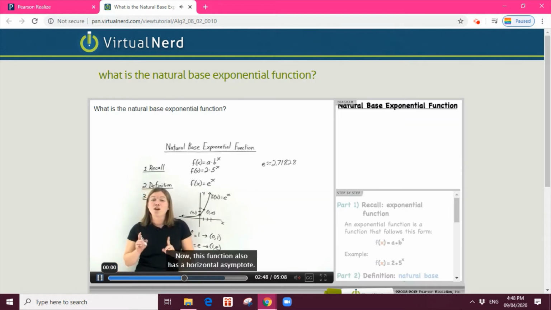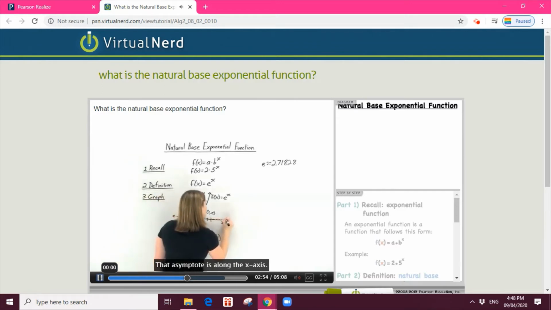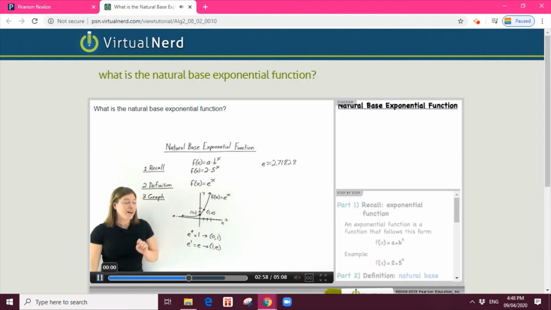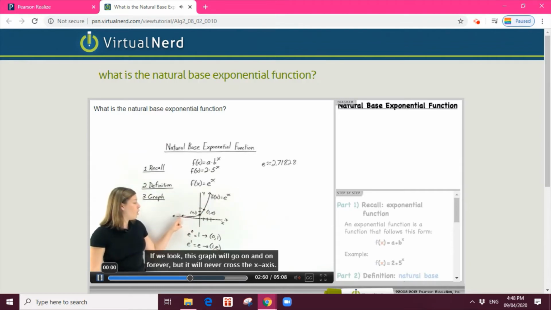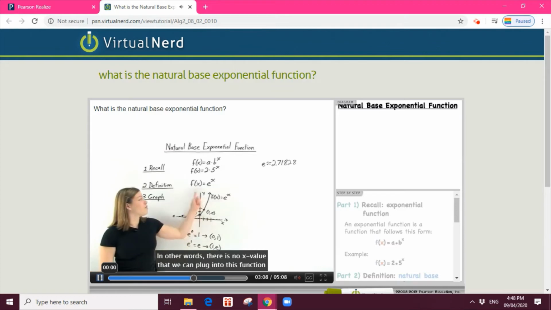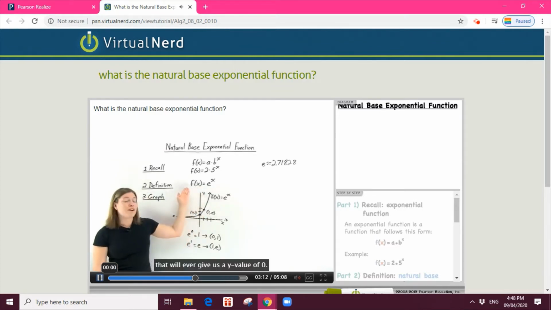Now, this function also has a horizontal asymptote. That asymptote is along the x-axis, the line y equals 0. If we look, this graph will go on and on forever, but it will never cross the x-axis. It will never cross the line y equals 0. In other words, there is no x value that we can plug into this function that will ever give us a y value of 0.